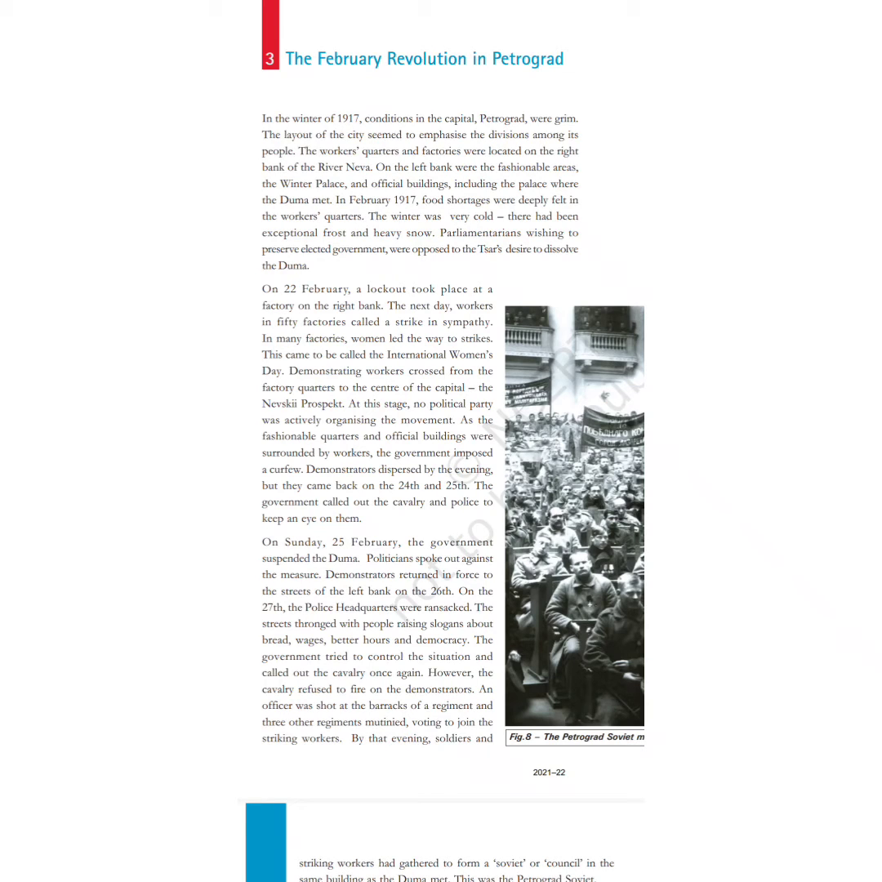So the government, in order to secure proper safety for them, called out the cavalry, a form of military and police, to keep an eye on them and keep a check on what activities they were doing. Now on 25th February, the government suspended the Duma. So finally the Tsar Nicholas suspended the Duma, which he had been desiring to do for a very long time.